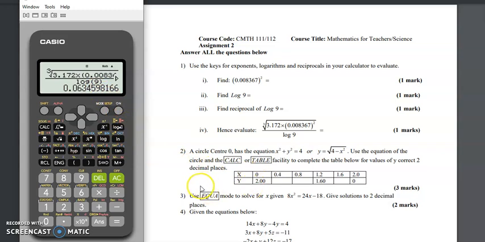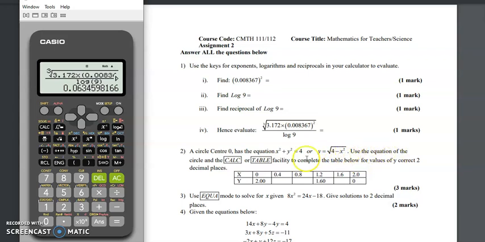Now let's take question number 2. In question number 2, we are given that a circle center 0 has the equation x squared plus y squared is equals to 4. You can watch my previous video on analytical geometry where I derive the equation of the hyperbola, the equation of the parabola, and even the equation of the ellipse, and that will help you to know how we arrive at this equation x squared plus y squared. So now we are to plug this, or y is equals to root of 4 minus x squared.